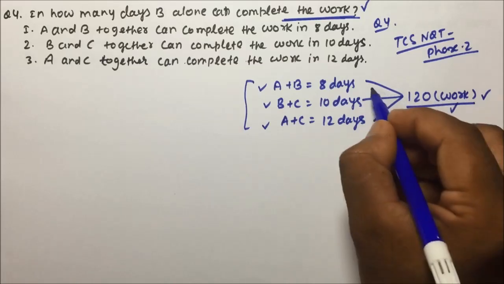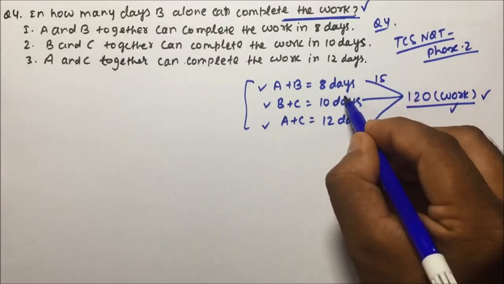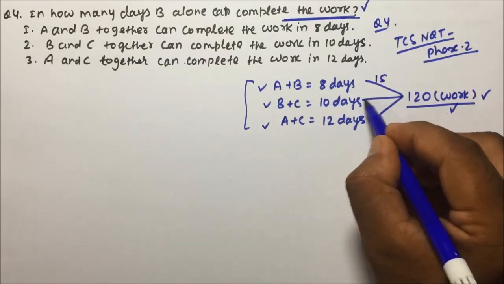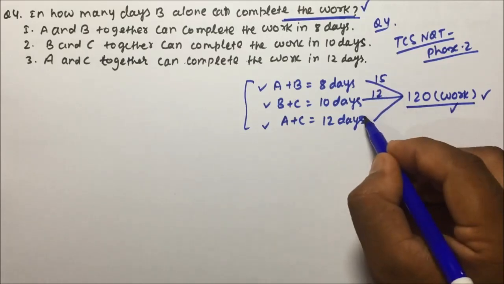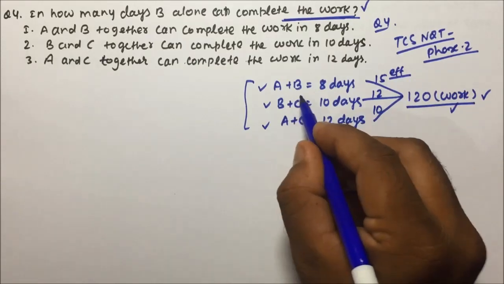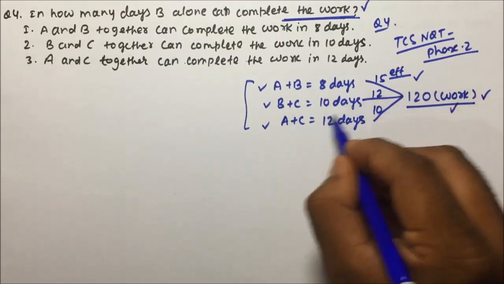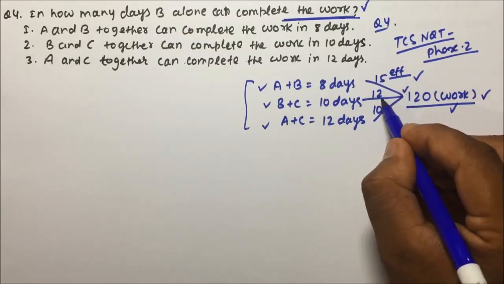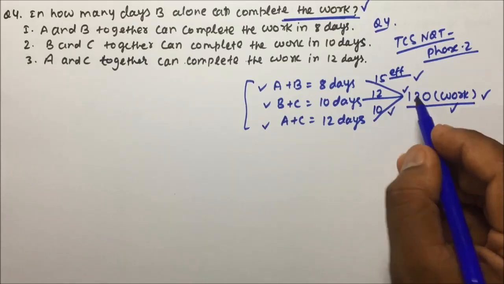What I'm going to do is divide this. 120 divided by 8 is 15 times, 120 divided by 10 is 12 times, and 120 divided by 12 is 10 times. That becomes our efficiency. Now A plus B can do 15 work in a day, B plus C can do 12 work in a day, and A plus C can do 10 work in a day.